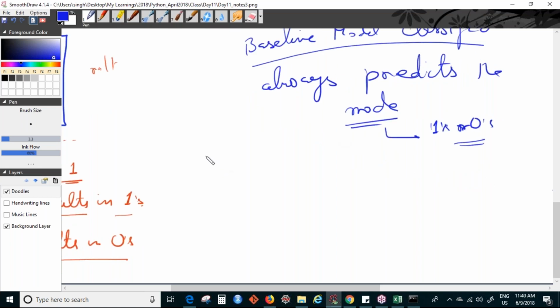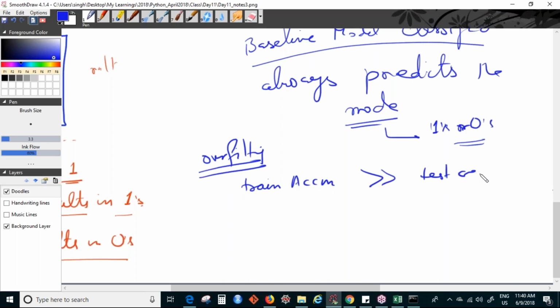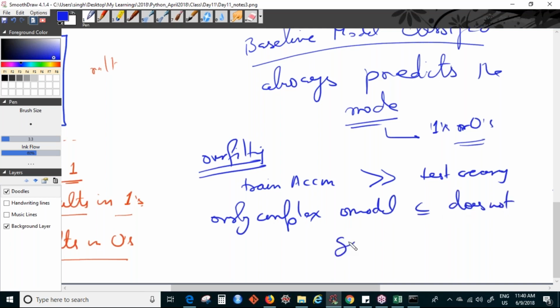Yes, we covered overfitting and underfitting. So overfitting is when your training accuracy is greater than your test accuracy. This happens because you have built an overly complex model, an overly complex model which does not generalize well on unseen data or test data.